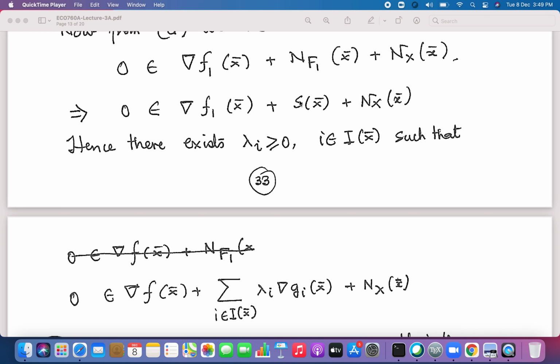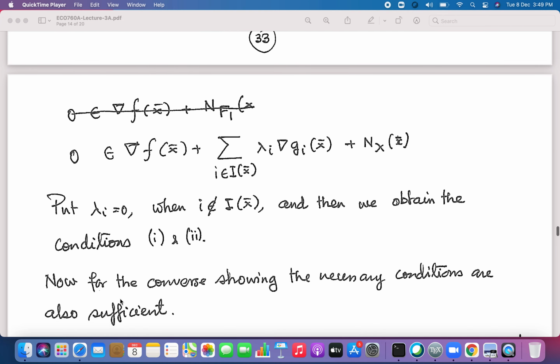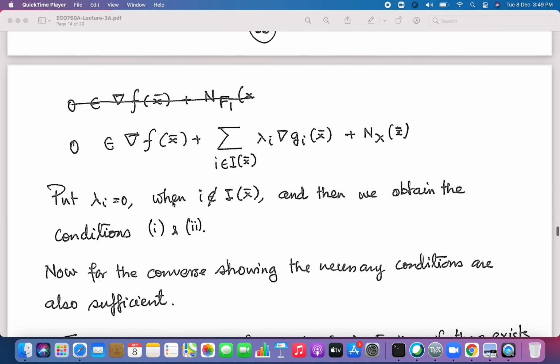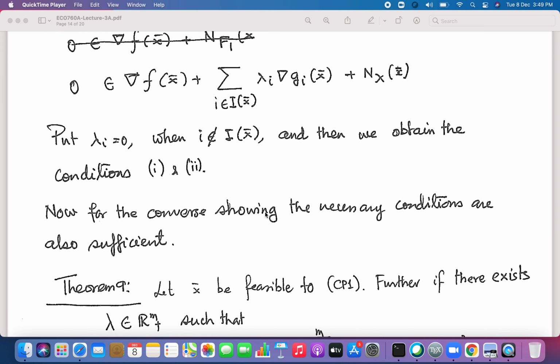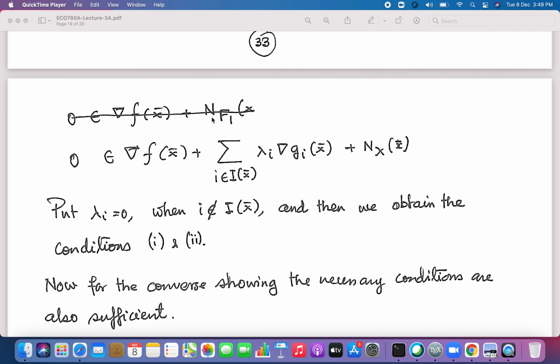Of course v must be of the form lambda i grad g_i(x bar), so there must be some lambda i's such that the summation of lambda i grad g_i(x bar) is equal to that v. We actually write it in an inclusion form, not in equality form, because we don't know anything about the structure of X, so we just keep it in the normal cone form. Then putting lambda i equal to 0 when i is not in I(x bar), that is, for which g_i(x bar) is strictly less than 0, we get the conditions. So we will just write i equal to 1 through m and then write lambda i g_i(x bar) equal to 0.